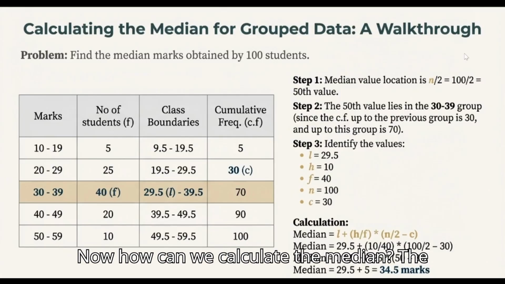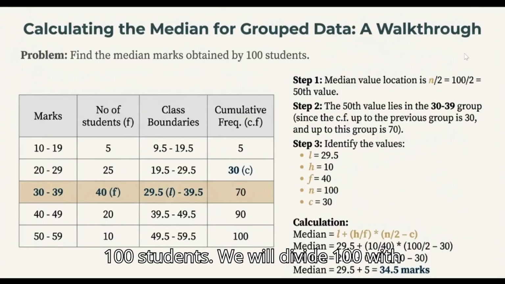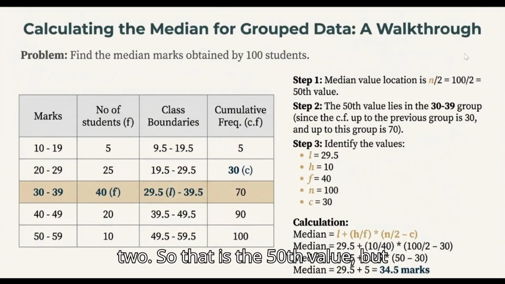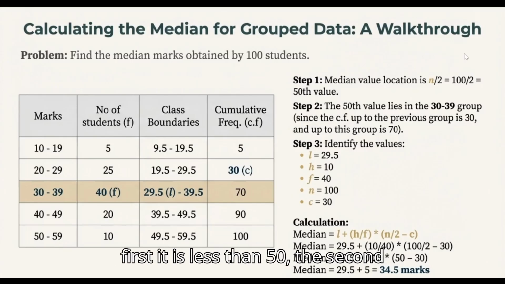Now, how can we calculate the median? The first step is to find the median value location. So we know that we have 100 students. We will divide 100 by 2. So that is the 50th value. But we can't see any 50 here. If you look at the cumulative frequency, the first is less than 50. The second is also less than 50, which is 30. But the third is above that, at 70.